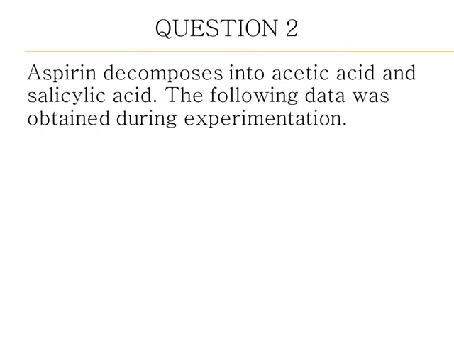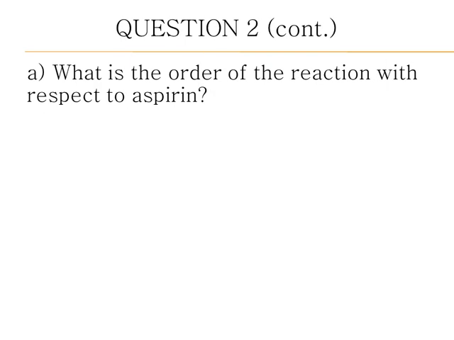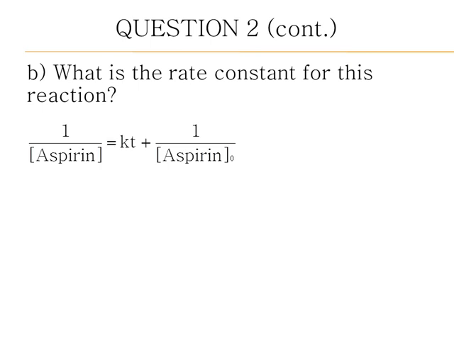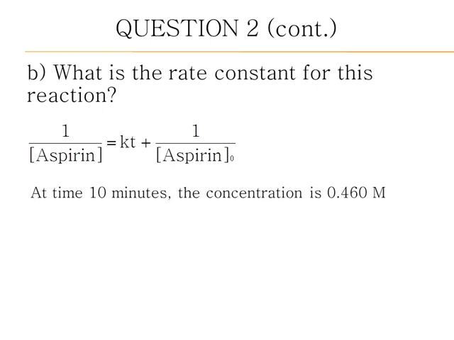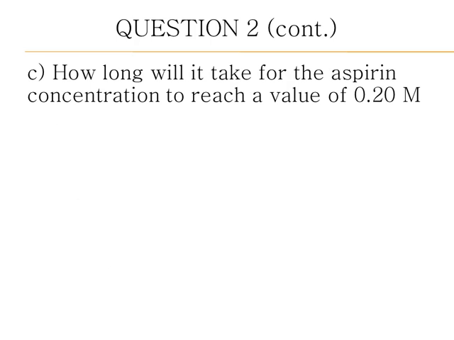Question 2 is aspirin decomposing into acetic and salicylic acid using the following data. So A asks for the order of the reaction, and it comes out to be second order. B is the rate constant. Just like everything we've done, we know what kind of equation we need now. We plug in a time off the data table, so at 10 minutes the concentration is 0.46 molarity. Plug it in, solve for K, and K comes out to be 0.1171 per molarity times minutes.